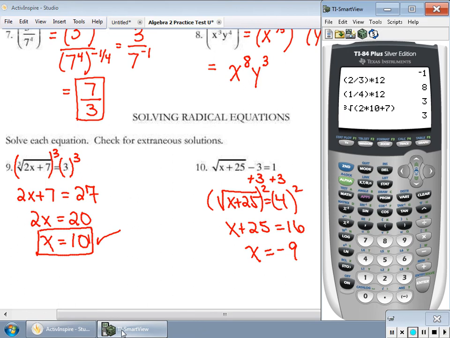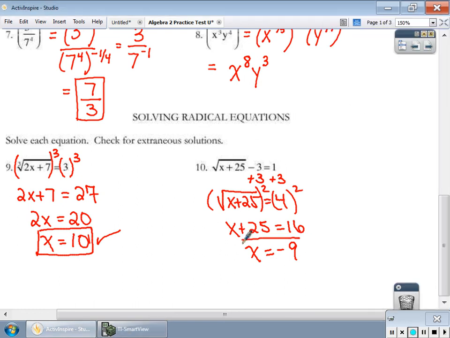Now I need to check that. So again, we're going to substitute negative 9 back into x. Take the square root of negative 9 plus 25. Subtract the 3. And our answer should come out to be 1. Square root, negative 9 plus 25. That's the end of the square root. The minus 3 is not underneath the square root, so I'm going to close my parentheses. Now I'm going to subtract 3. And my answer should be 1. And it is. So this is not an extraneous solution.